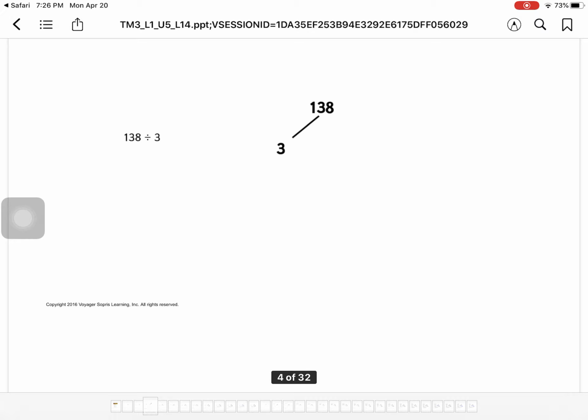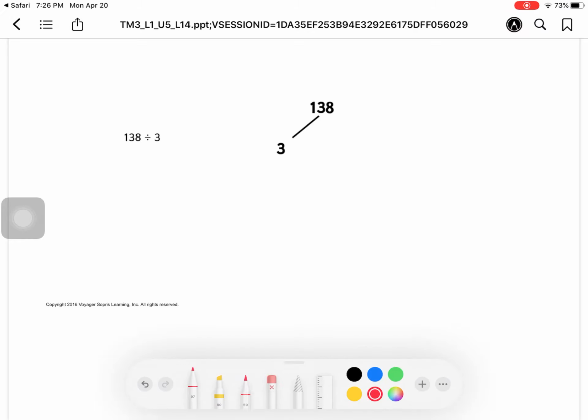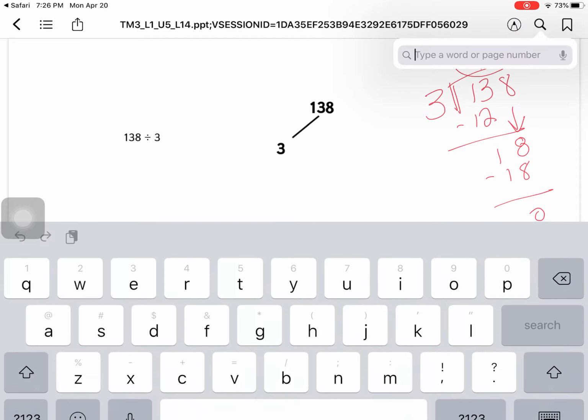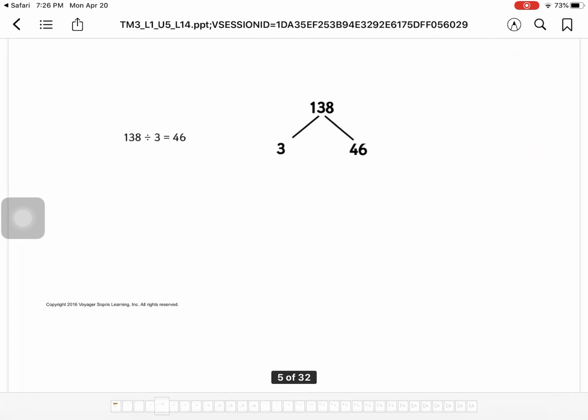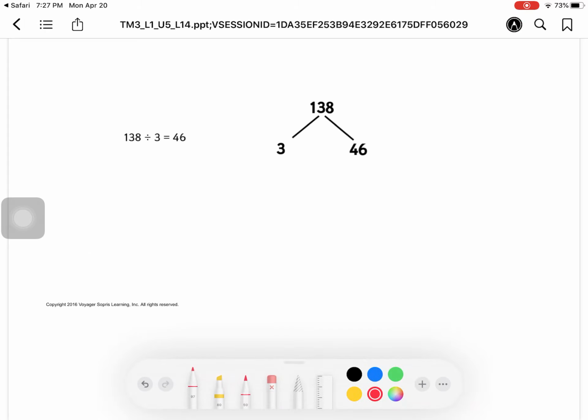Okay, so if I take 138 divided by 3, I would have to write this out. I know 3 times 4 is 12. If I subtract those, I get 1. I'm going to bring down my 8. And I know 3 times 6 is 18. I'm going to subtract, and so I'm left with 46. So I know 3 times 46 is 138. And from here, I know 3 is a prime number. I don't have to do anything with that. I do know that I need to factor out 46 though.